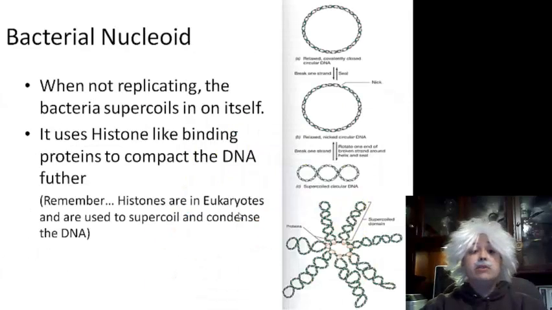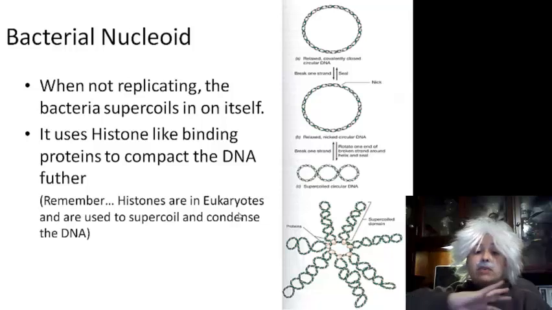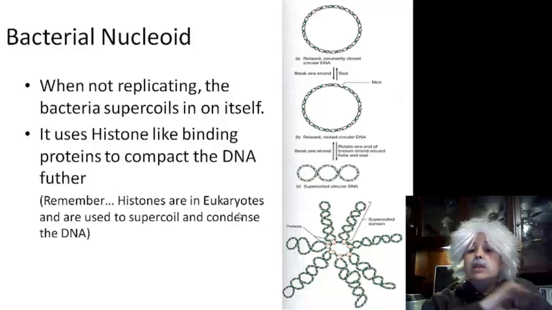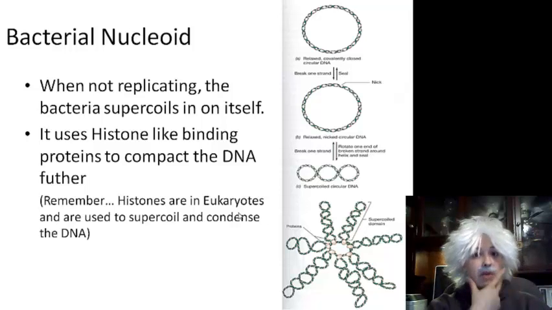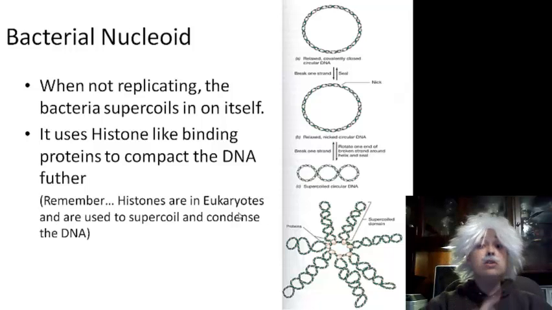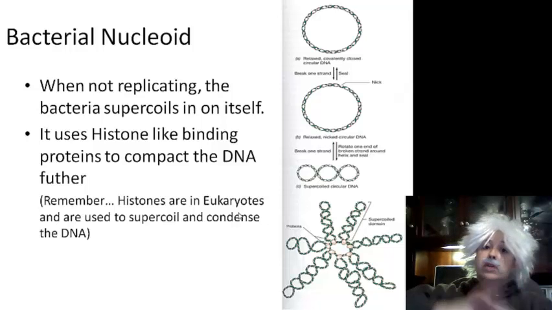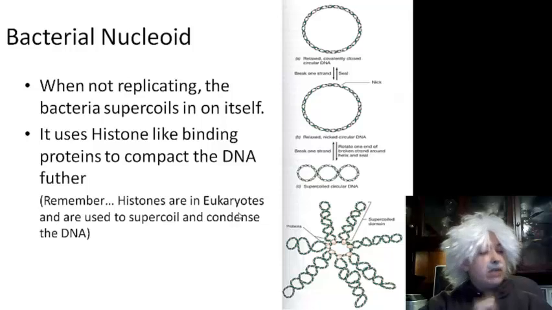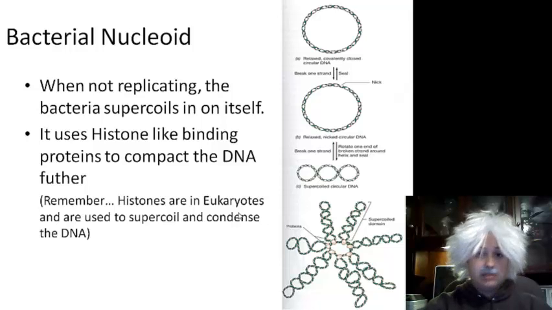So, the bacterial nucleoid region is where the chromosome is housed or located. While not replicating, the bacterial chromosome supercoils in on itself. It uses histone-like binding proteins to compact the DNA further and further. Now remember, you've probably heard of histones before. Histones are only in eukaryotes, and they are also used to supercoil or condense. So, bacteria do not have histones, but they have histone-like proteins.